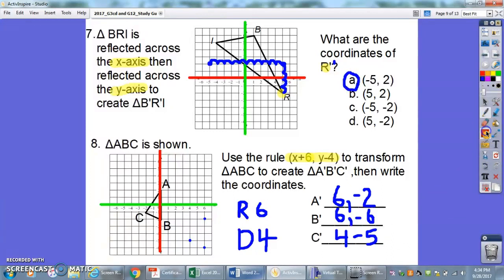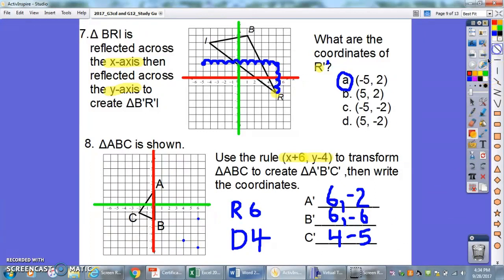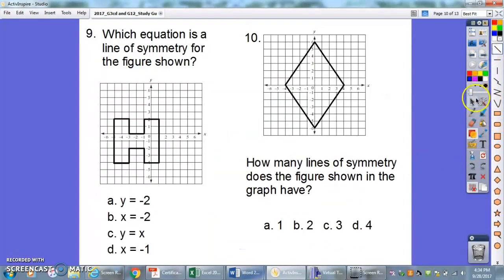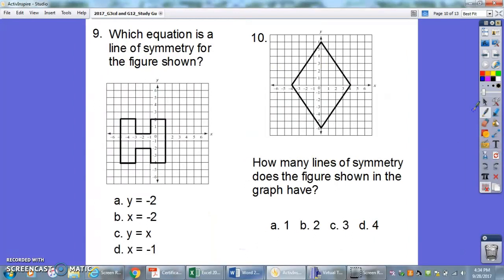And then, just so you can see that pretty triangle, I'm going to connect the vertices. And there you have it. Next question, number 10. We have to figure out which equation is a line of symmetry for the figure shown.